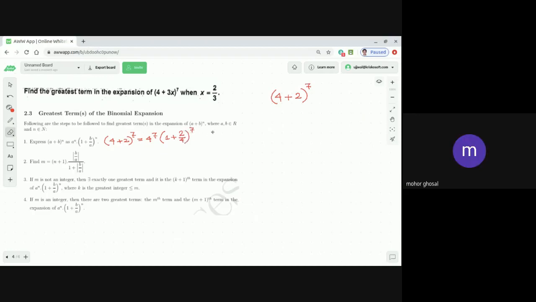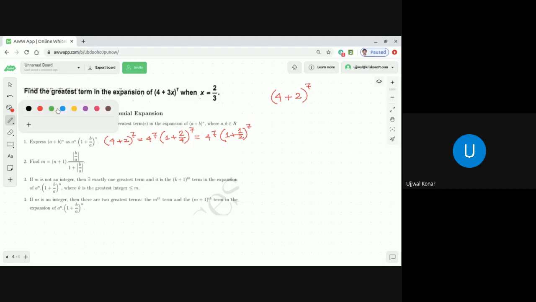Is the answer 2? What is the answer you got? I got 2. The greatest term is 2. The question is, what is the greatest term? Okay, please follow the process. Let me do it. It is certainly not 2, because 4 power 7 is already there. Definitely 4 power 7 is there. How can it be 2? 4 power 7 into 1 plus 1 by 2 power 7. That is the first step we have done.